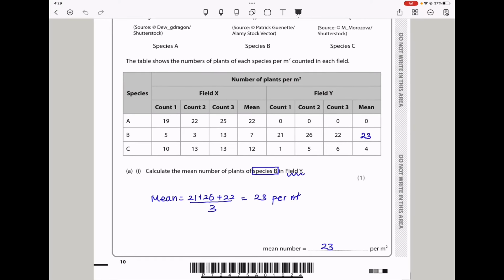So here they say calculate the mean number of plants of species B in field Y. So we have to add that, and then divide by 3. I get 23 per meter squared, and this is my answer here. Moving on.